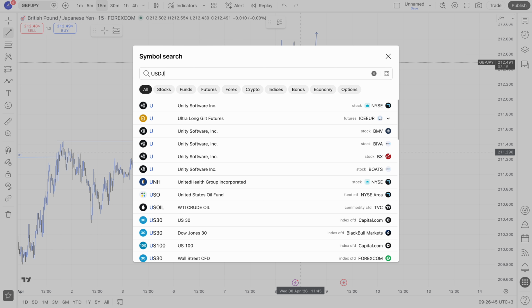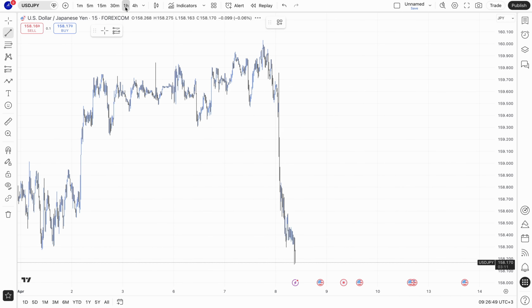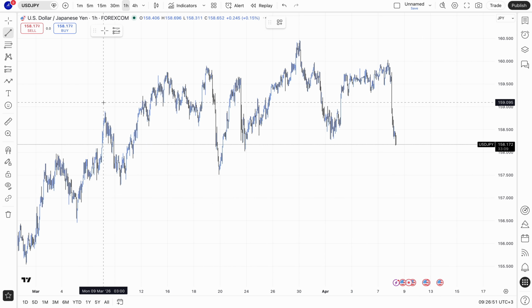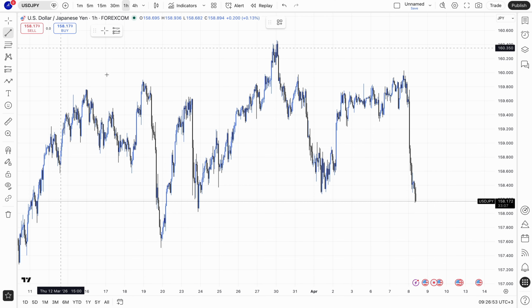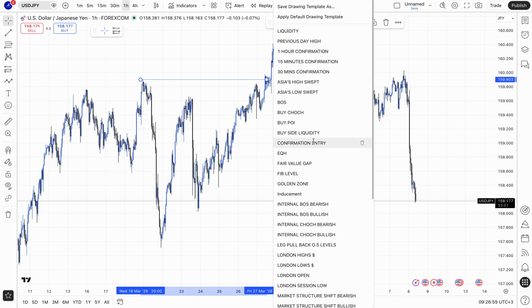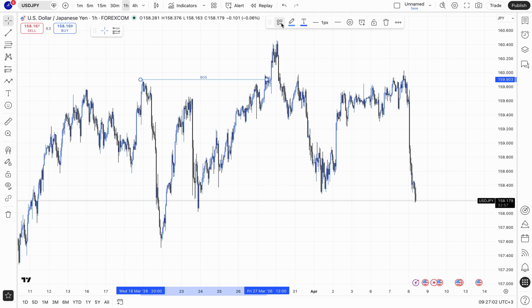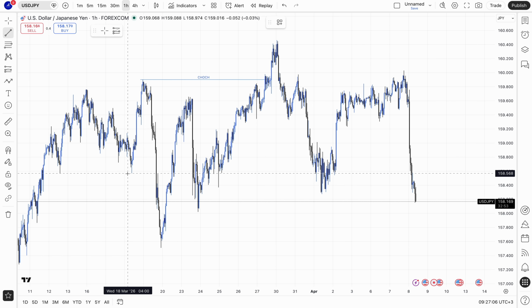And then for UJ, pretty simple price action. Just a break of structure to the upside, which is around here. Change of character to the upside, which is here. Just from this.